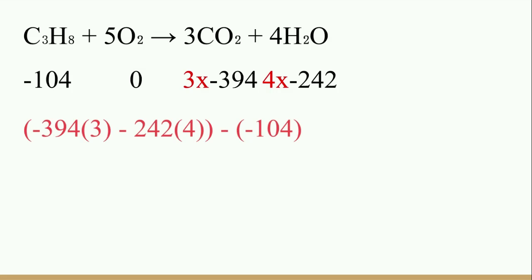Right now we're going to take the products and then subtract the reactants from that. So it's going to be negative 394 times 3 minus 242 times 4, all minus negative 104. That's going to give you a total of negative 2,046 kilojoules as your answer.